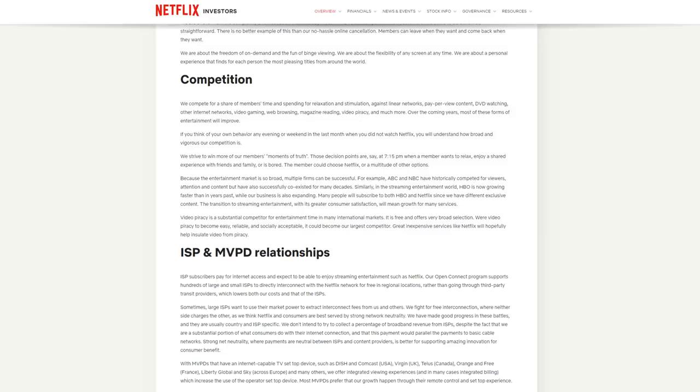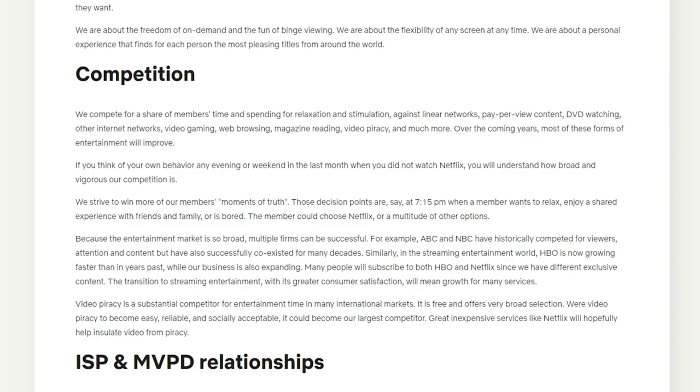They call it the moment of truth, the thing that you do when you're seeking entertainment and the chance to relax. They say we compete for a share of our members' time and spending for relaxation and stimulation against linear networks, pay-per-view content, DVD watching, and other internet networks, video gaming, web browsing, magazine reading, video piracy, and much more. Over the coming years, most of these forms of entertainment will improve. If you think about your own behavior any evening or weekend in the last month when you did not watch Netflix, you'll understand how broad and vigorous our competition is.